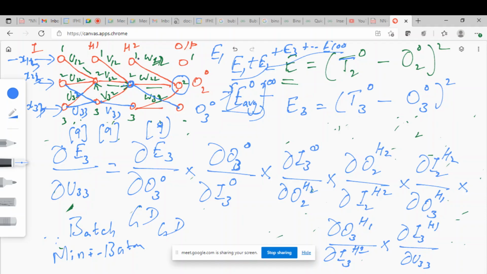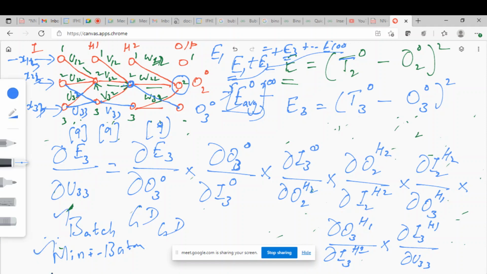For batch gradient descent, what do we do? For the first input, what is the error? That is E1. Second input, what is the error? That is E2. Third input, E3. Like that you take the error for all the inputs. First we are only checking the errors, we are not updating. Take the average of all the errors and at a stretch go for back propagating. Our objective here is to reduce this average error. That is batch gradient descent.